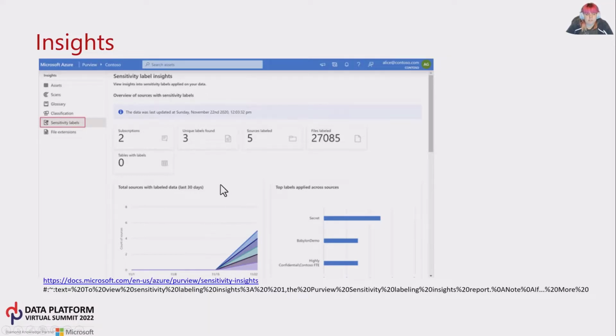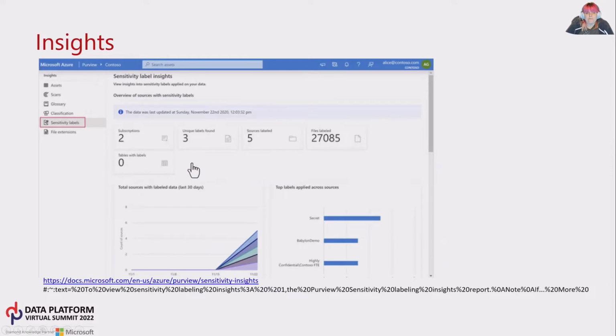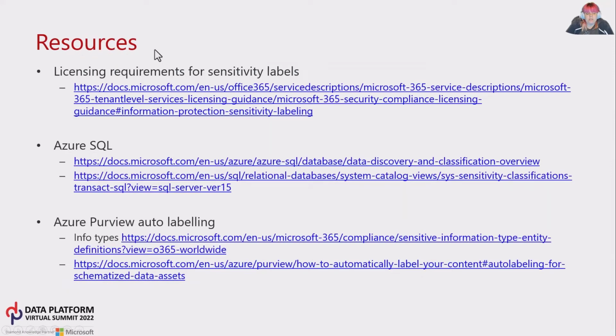When we look into additional resources, because we didn't cover things like the Azure SQL in depth and also the Azure Purview auto labeling, you can go in here. So I've provided some links around the requirements for licensing that you may need to consider, and again look at it in terms of Office 365, but then also specifically data products you're using, making sure those also have the appropriate licensing to leverage the functionality within 365 and across your entire data estate.